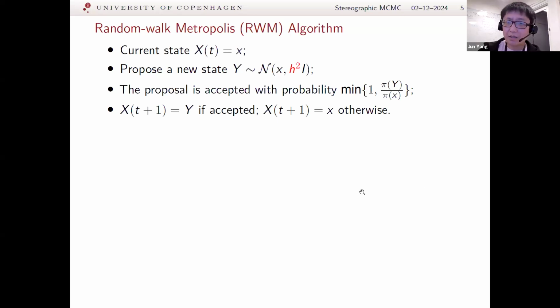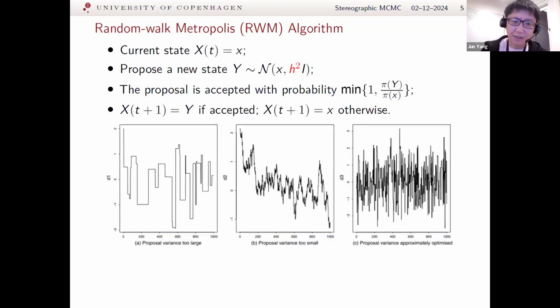So you can imagine that if my target distribution pi has a smooth density, and the proposal variance is very small, then the proposal y is very close to x. Then this ratio is very close to 1, and the proposal is very likely to be accepted. However, if the proposal variance is very big, then y can be very far away from x, for example in the tail region. Then the density ratio is very close to 0, and the proposal will be very likely to be rejected. So here's a picture of the behavior of the Markov chain.